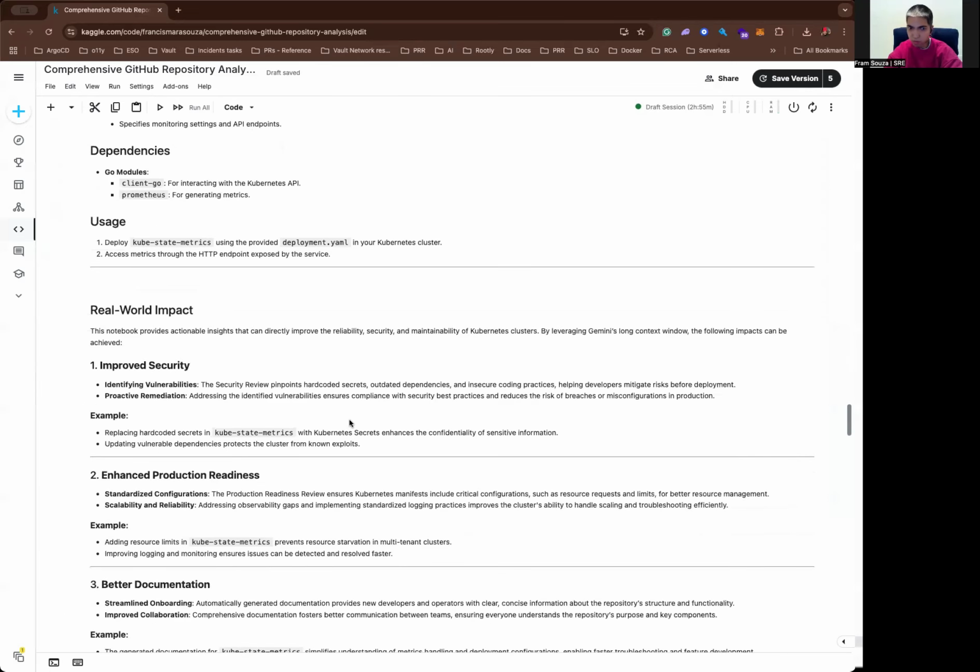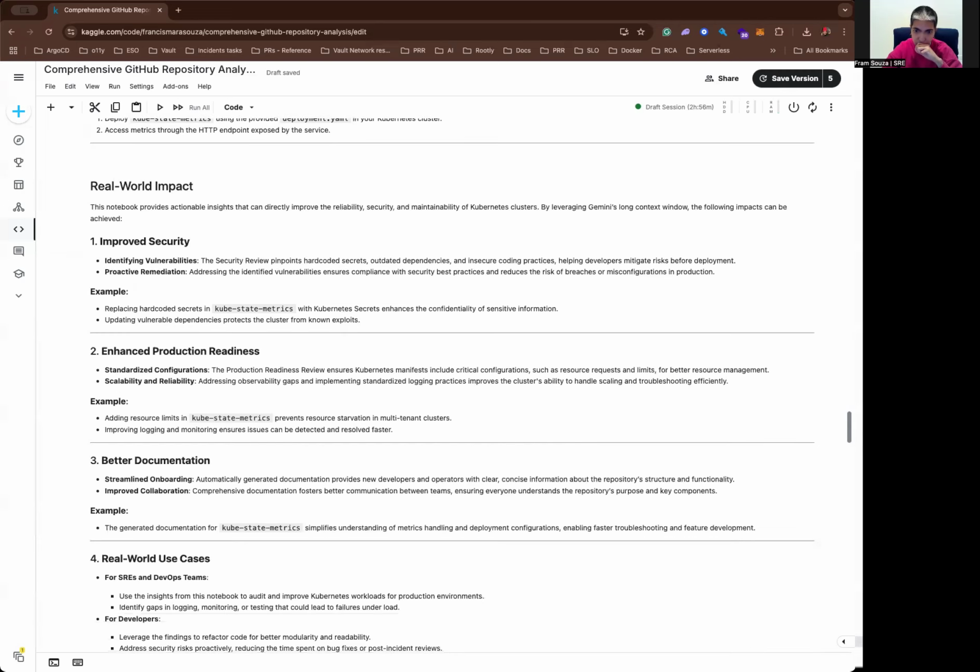Why does it matter in the real world? Well, think about the DevOps or SRE team that manages a Kubernetes cluster or any other kind of platform. The security review, production readiness, and document generation are quite handy. The documentation is going to make onboarding of new developers much easier. Production readiness is going to help you avoid deployment issues in the production environment.